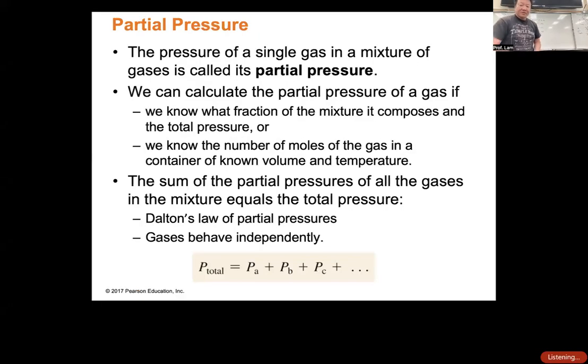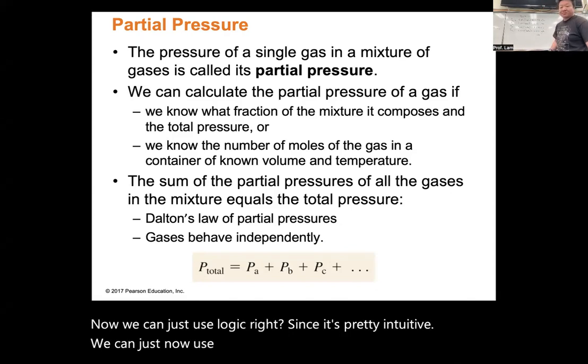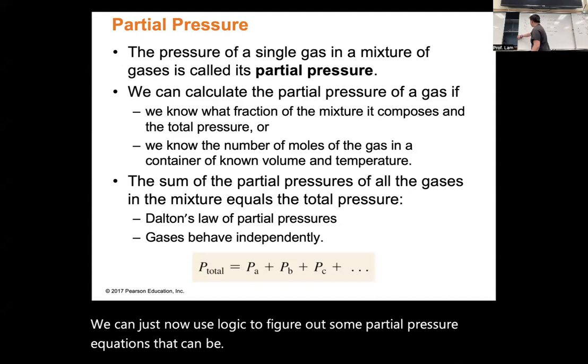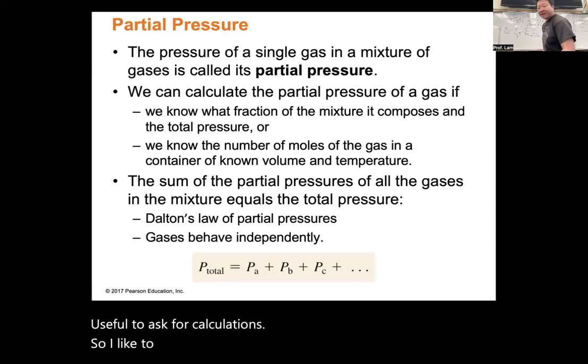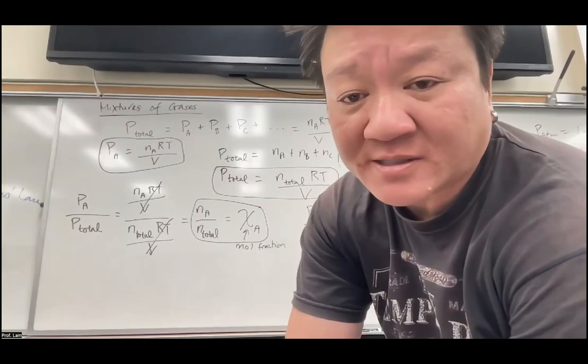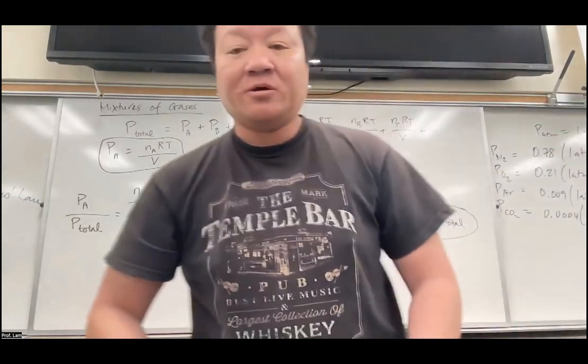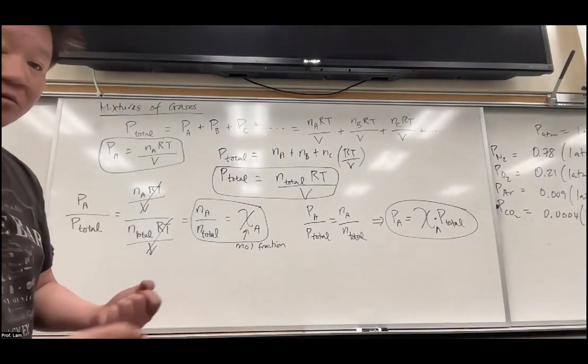Okay, so now we can just use logic, right? Since it's pretty intuitive, we can now use logic to figure out some partial pressure equations that can be useful to us for calculations. So, I like to derive for you guys, and I hope you like it too, because I think derivations help you understand where things come from. So it's not just mumbo jumbo of equations. It's like, oh, that equation makes sense, and that'll help you pick the right equation, okay?